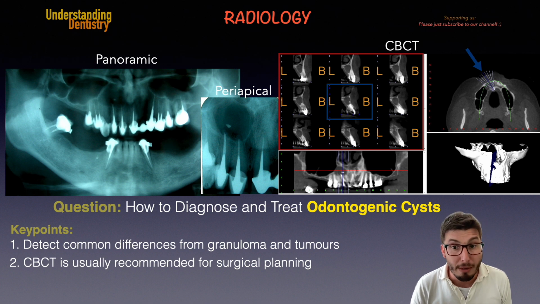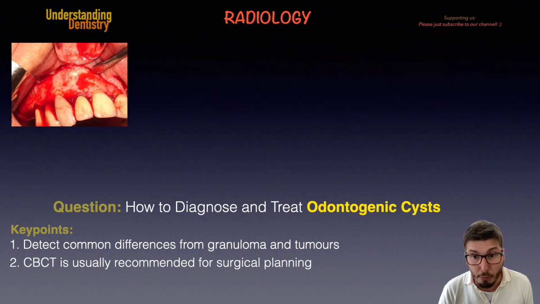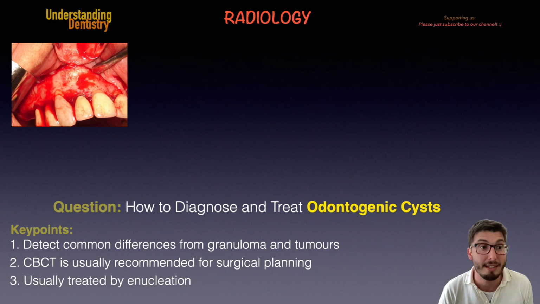So let's talk about the treatment now. The third key point here is that odontogenic cysts are usually, in most cases, treated by enucleation, as I said, which is the surgical removal of the entire lesion along with the surrounding epithelial tissue. All right, so let's see an example of this.